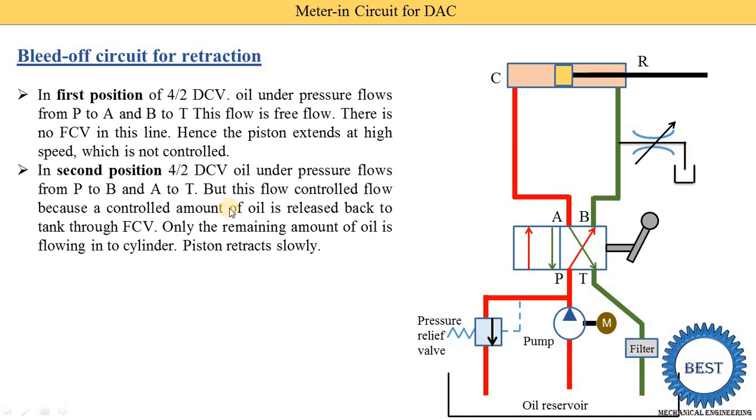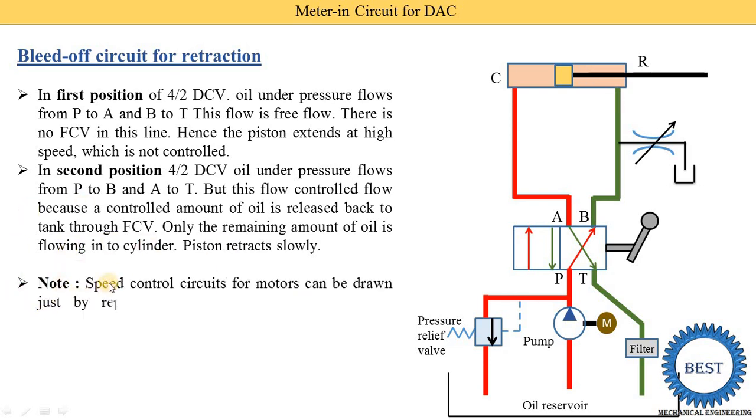Okay, but this flow is controlled flow because a controlled amount of oil is released back to the tank through the FCV. Means from this point some quantity of the oil is supplied to the flow control valve and again supplied back to the reservoir, and only the remaining amount of the oil flows into the cylinder and the piston retracts slowly. Suppose 1 kg of oil is coming here, and out of this 1 kg, 300 gram is supplied back to the reservoir, only 700 gram is supplied here. Okay, so the piston by default retracts with slow speed because the mass of the oil is reduced.